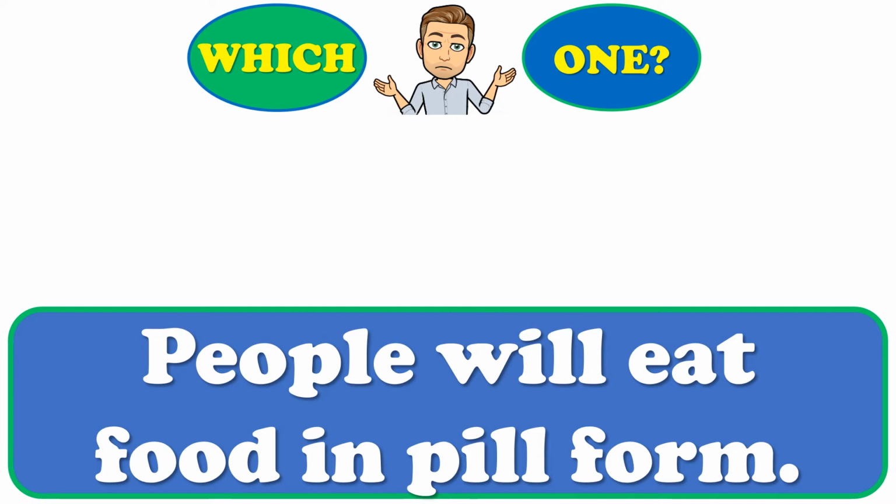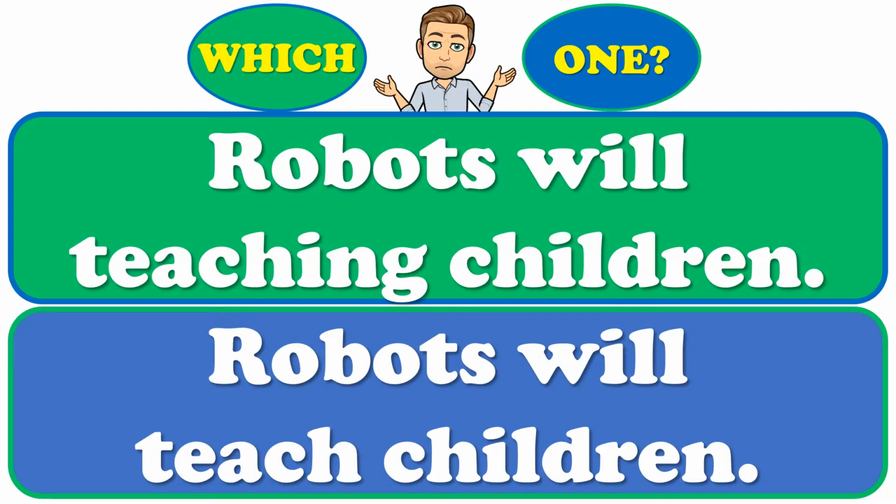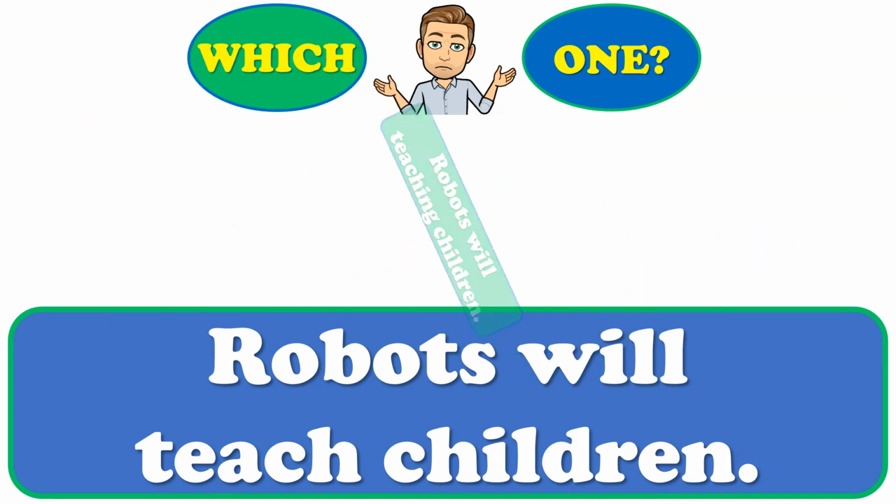Let's try another one. Now we're going to talk about robots. So which one of these follows the future tense rule? The green one or the blue one? Read carefully. This time, it's the blue one. Robots will teach children. So our verb teach is in the infinitive form. We don't need ing.